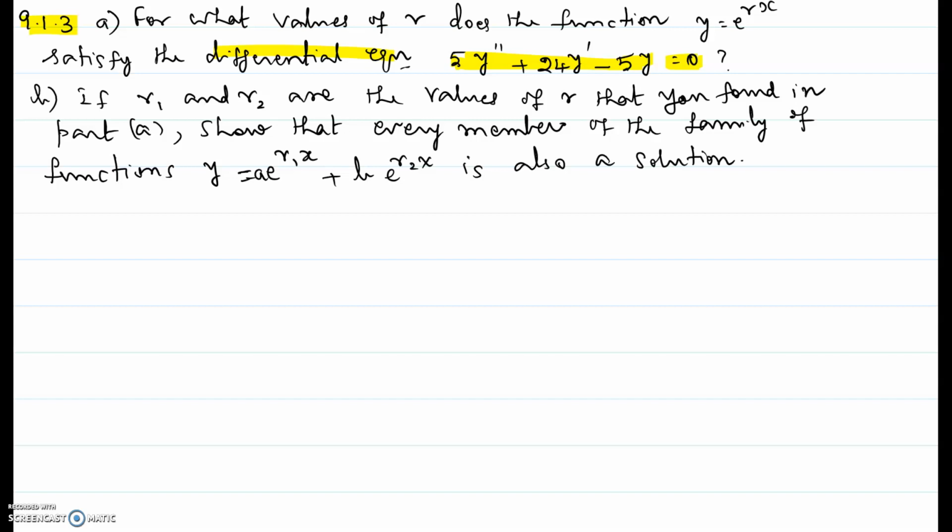Part B. If r1 and r2 are the values of r that you found in part A, show that every member of the family of functions y equal to a times e to the r1x plus b times e to the r2x is also a solution.